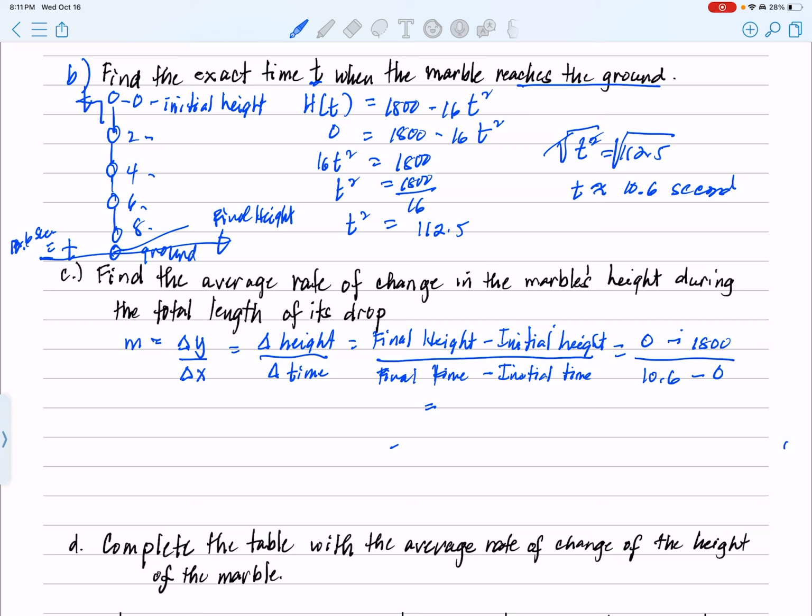So you have 0 minus 1,800, that's negative 1,800, and then 10.6 minus 0, that's 10.6. So dividing, okay, this is the average rate of change.